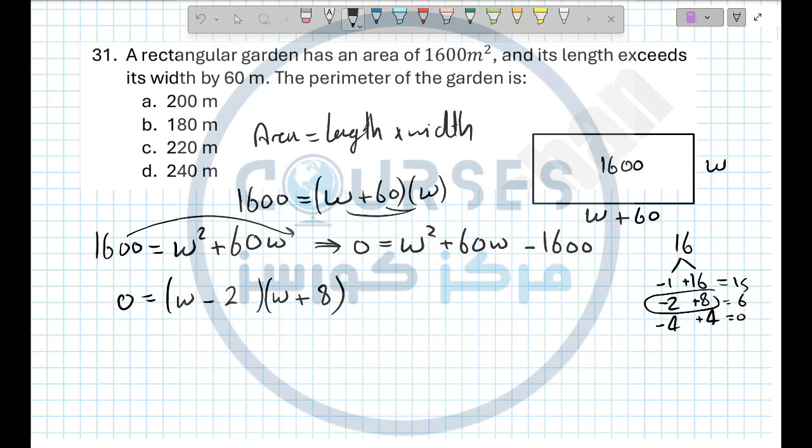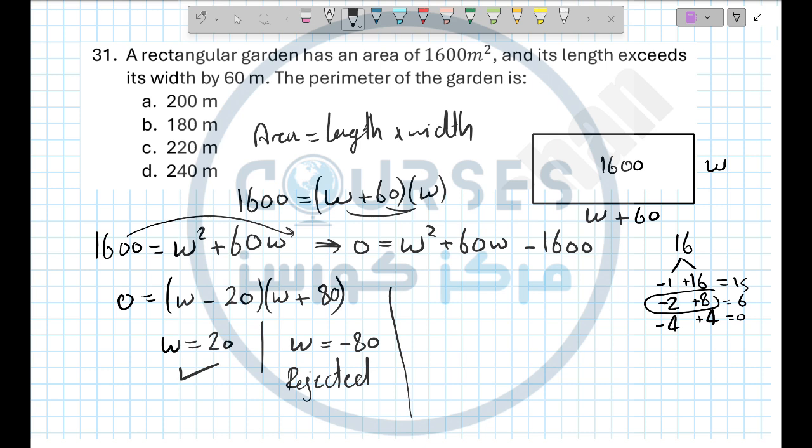But let's not forget that we need zeros. 2 times 8 gives only the 16. You need the 2 zeros, so put a 0 here and a 0 here. 20 times 80 is 1,600. 80 minus 20 is the positive 60 in the middle, so it's correct. That means W is 20 or W is minus 80. The negative one is rejected because the width is always positive, it can't be negative. So W is 20.